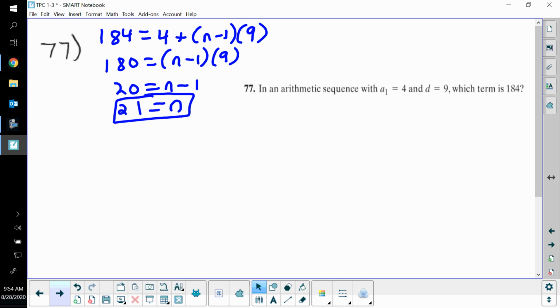Oh, sorry, there was one more. We have a1 is 4 and we got d is 9. We want to know which term. So we don't know the term, so that means we don't know n. an is 184. So that means 184 goes in for the an because that's the value of that spot. So I chose to do it by subtracting the 4 over and then dividing the 9 and then adding the 1 over. You could have also distributed the 9 and solved that way, but we would have got that it's the 21st term either way.